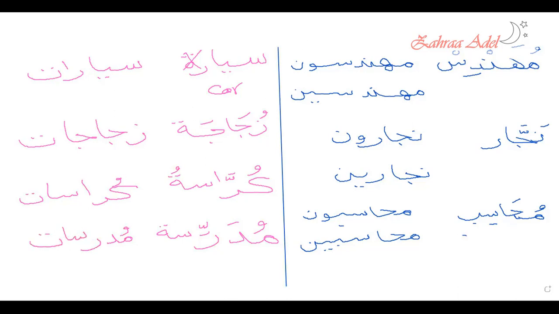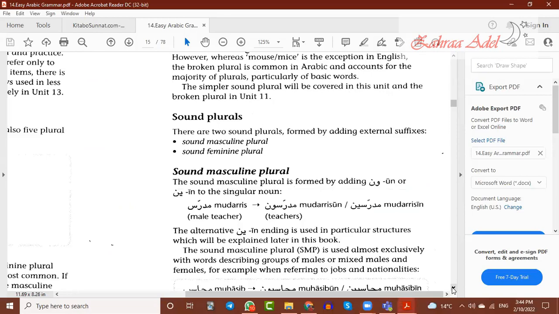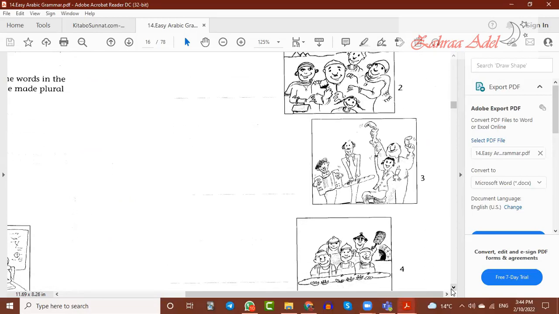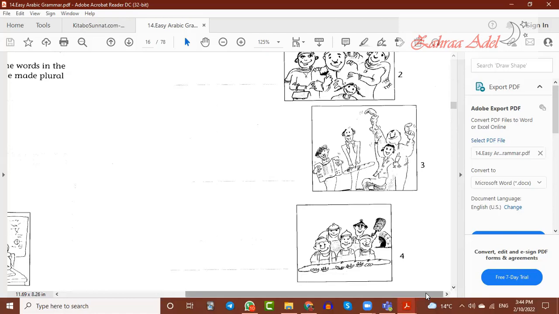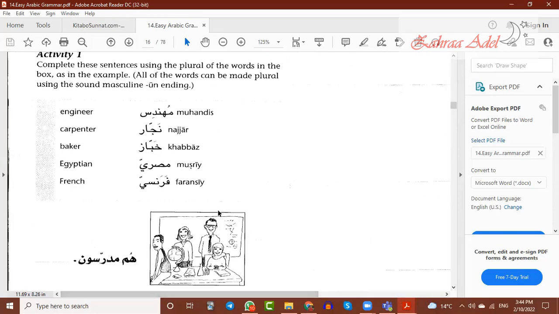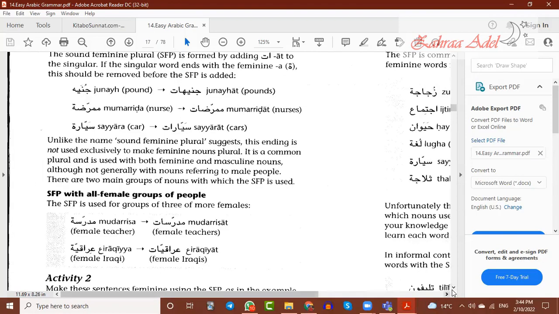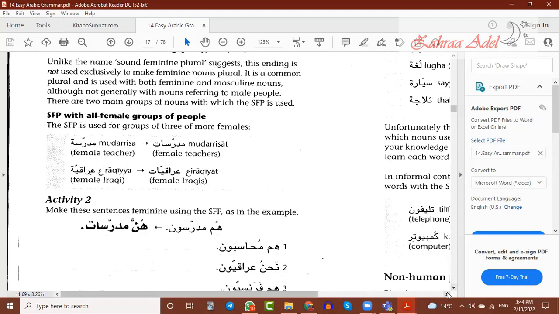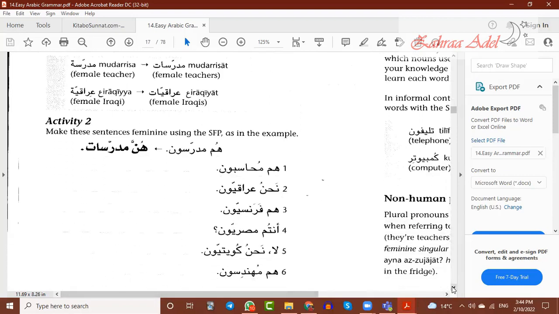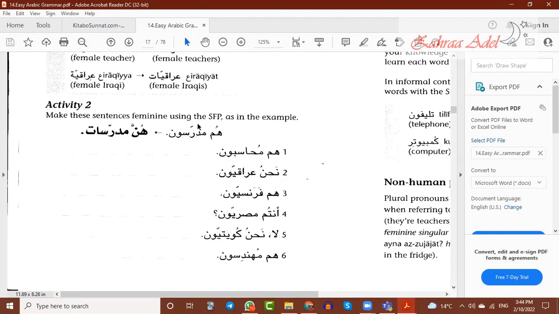So مهندس, مهندسون, مهندسين. نجار, نجارون or نجارين. محاسب, محاسبون, محاسبين. سيارة, سيارات. زجاجة, زجاجات. كراسة, كراسات. ومدرسة, مدرسات. So here simply the مدرسون, مدرسين. And we have عراقي, عراقيون, عراقيين. خباز, خبازون, خبازين. نجار, نجارون. مصري, مصريون.